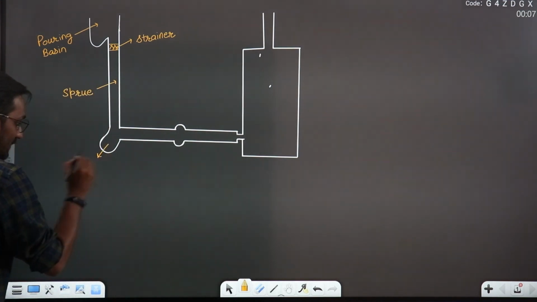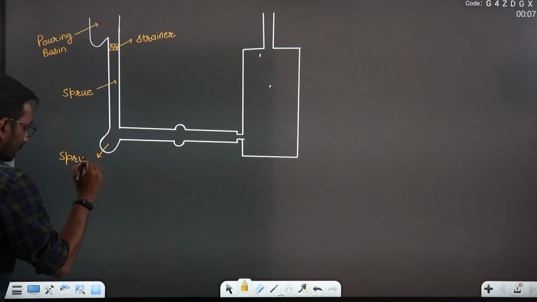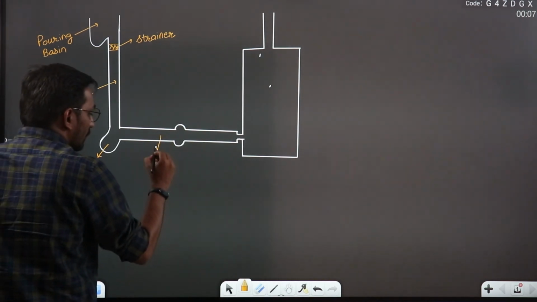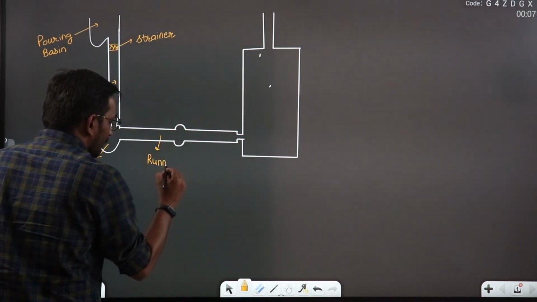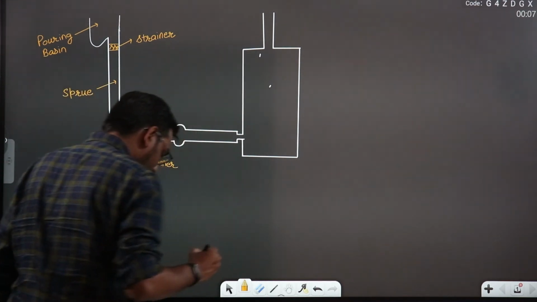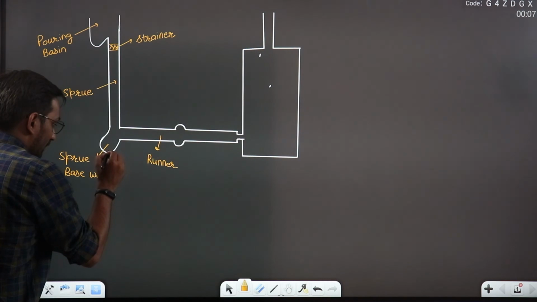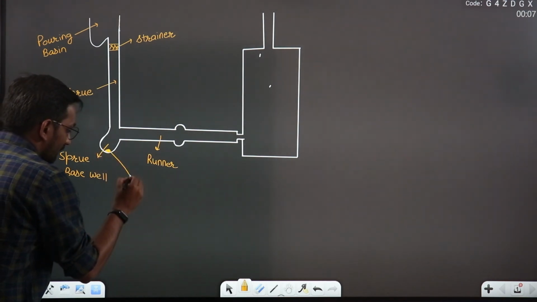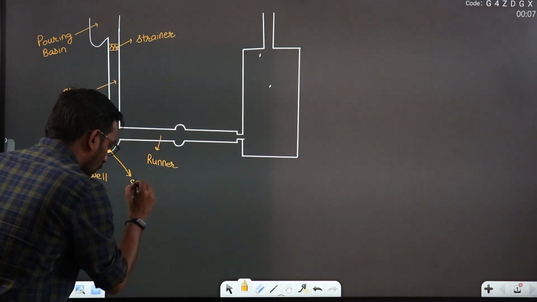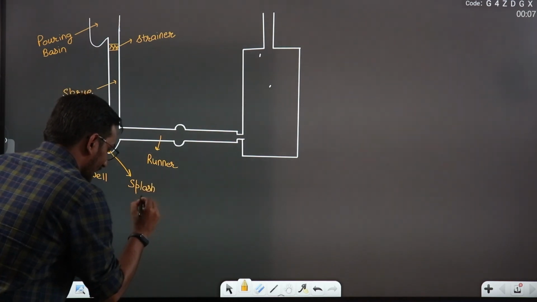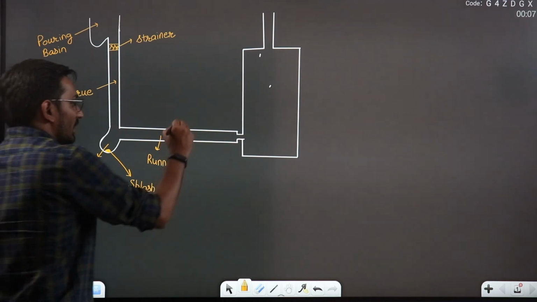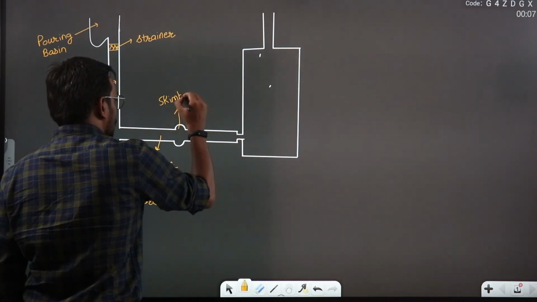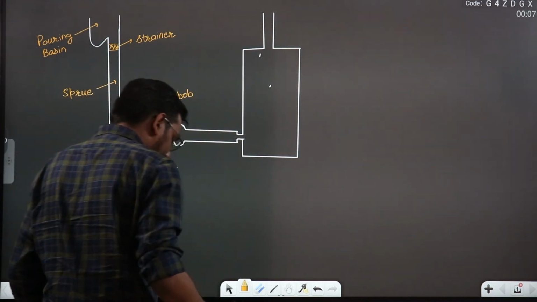This is known as sprue base well. This is your runner. At the bottom of this sprue base well, we have this shape which is known as splash core. This is runner, and these bulges are known as skim bob.